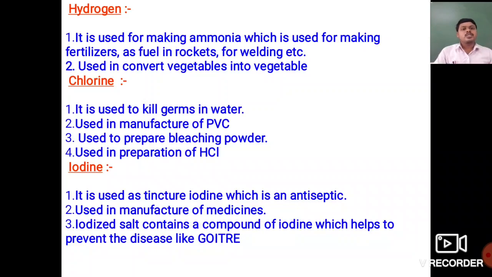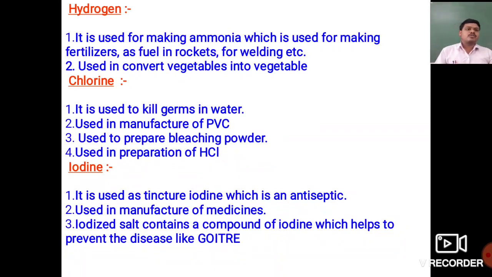Now let us consider one more very important non-metal, that is hydrogen. My dear students, this hydrogen is also used in making of ammonia and as well as in the manufacturing of fertilizers. This hydrogen will be used in welding and as fuel in the rocket, and even this hydrogen will be used to convert vegetables into vegetable oil. For that purpose, this hydrogen will be used.